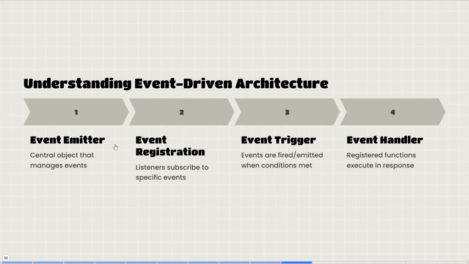Event-driven architecture works in four steps. First, an event emitter manages all events. Second, listeners are registered to listen for specific events. Third, when a condition is met, an event is emitted. And finally, the corresponding event handlers execute automatically. This module allows Node.js to be highly scalable and efficient.